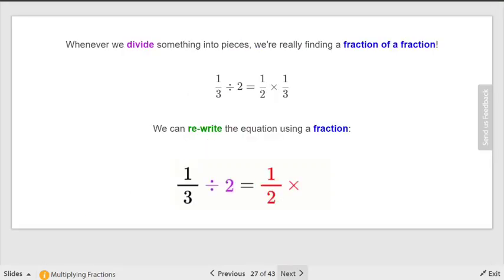So all you're going to be doing in this exercise is simply rewriting division as multiplication. So if I take 1/3 and divide it into 2 equal pieces, that's the same as taking half of what? 1/3. Okay? Can you handle that?